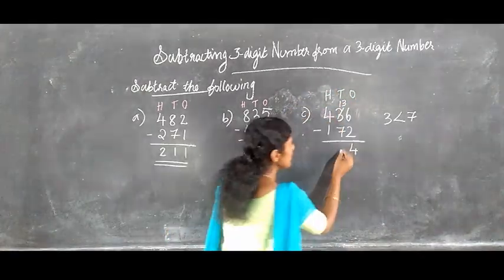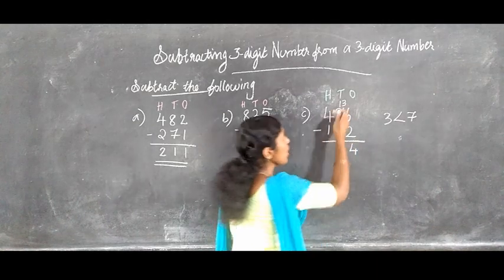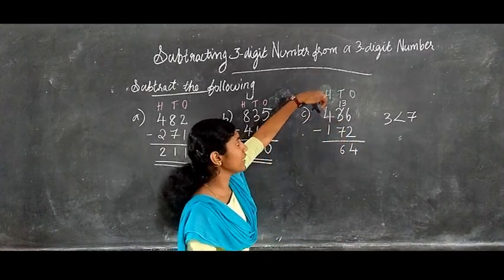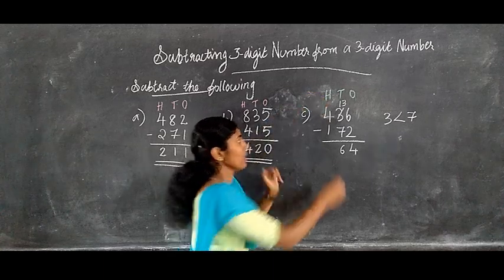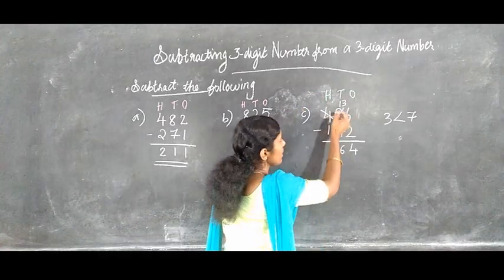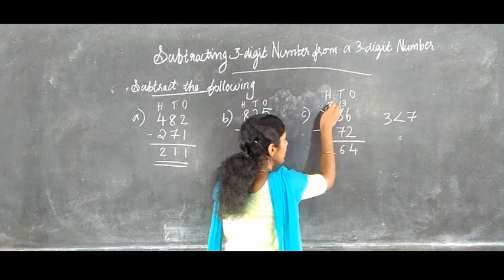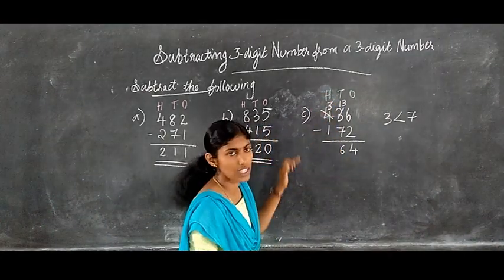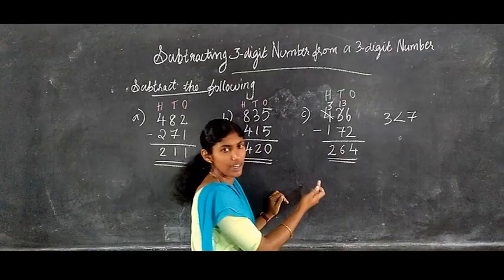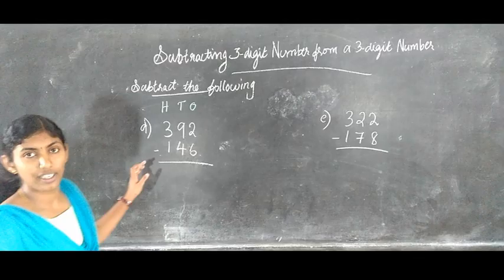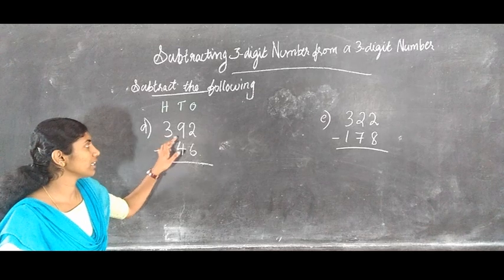We have 6. Then we have to subtract these hundreds. Here we already borrowed 100 from here. So here only 300 is left. That means we have to write here 3. Then 3 minus 1, 2. Therefore our answer is 264. Is it clear? Next question.